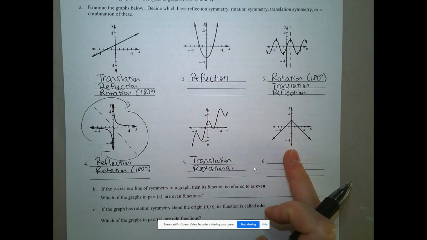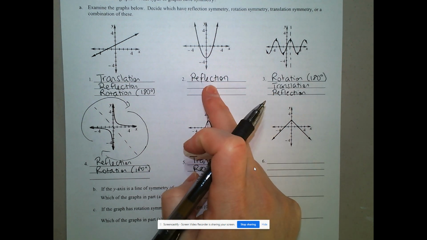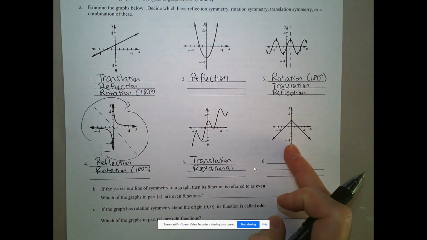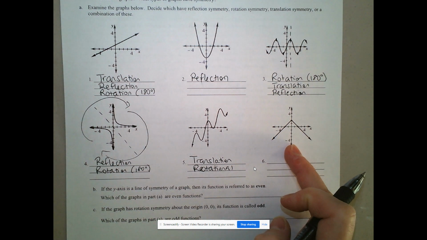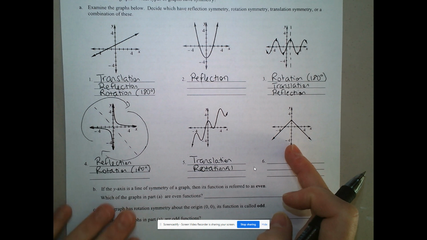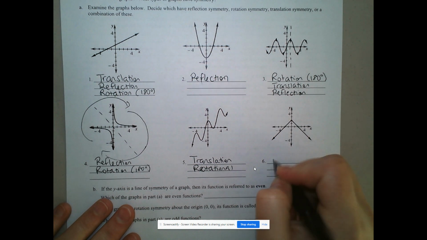Last one, which is really just sort of a variation on the second one. This one, we can't shift it and have it stay on top of itself, so it's not translation. If I rotate it, it only looks the same at 360, so that's a no, but I can go down the y-axis and get reflectional.